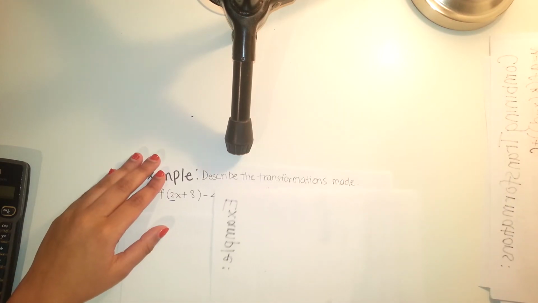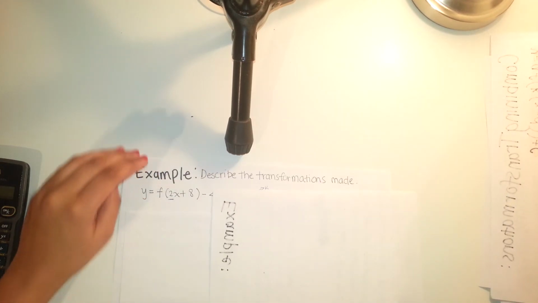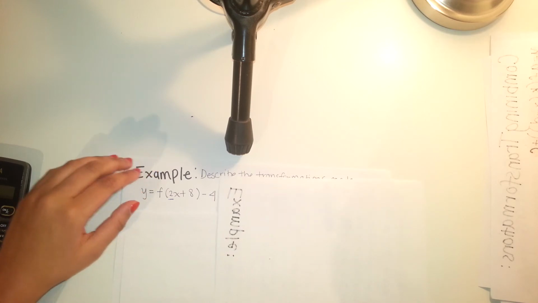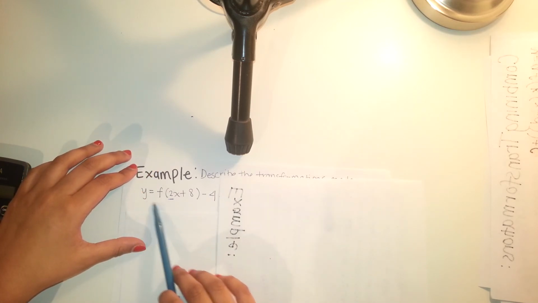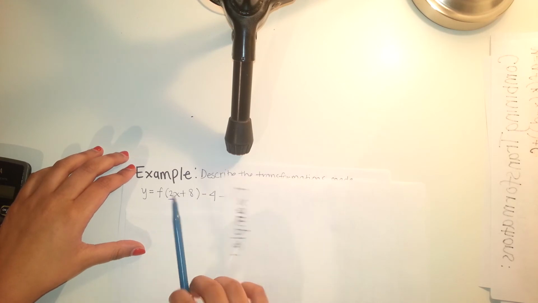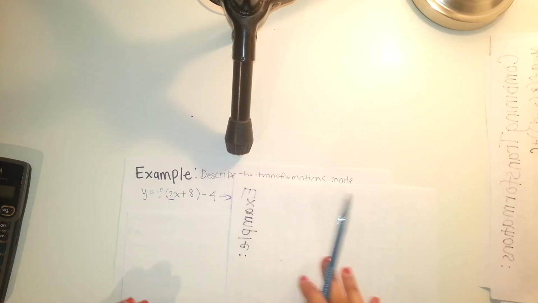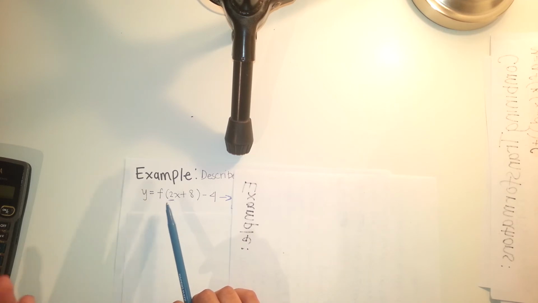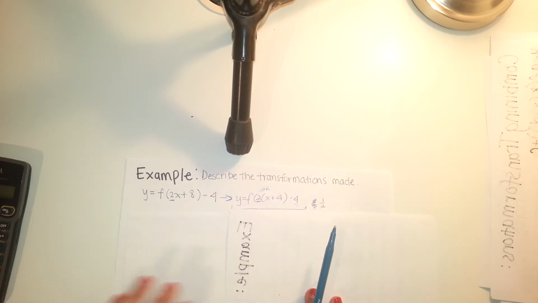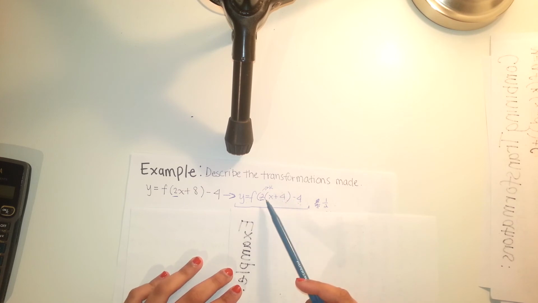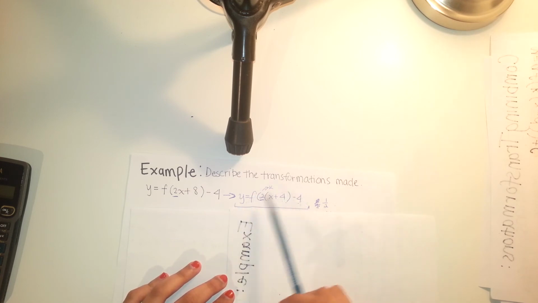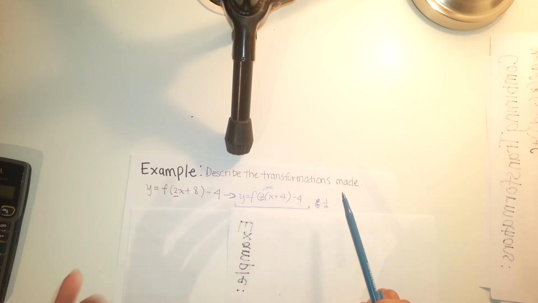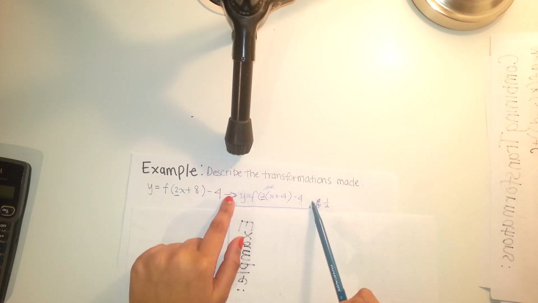So for the first question, we have describe the transformations made. This is the function y equals f of (2x plus 8) minus 4. Looking at this, I can see that there's a coefficient in front of the x, so we need to factor that out. When I factor that out, I get y equals f of 2(x plus 4) minus 4. So this would be my factored form.